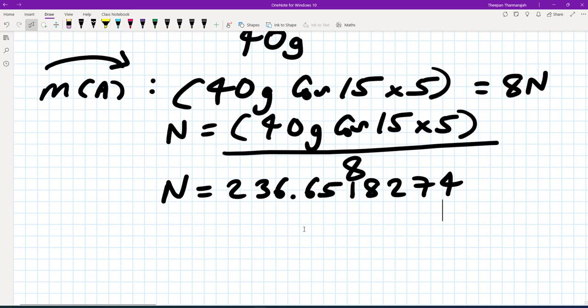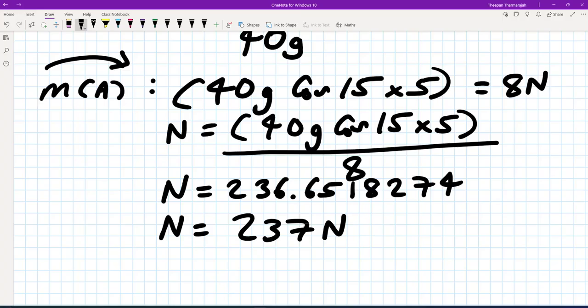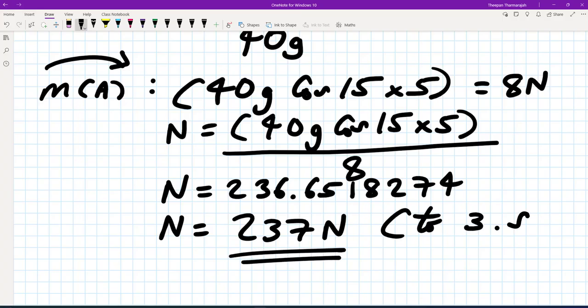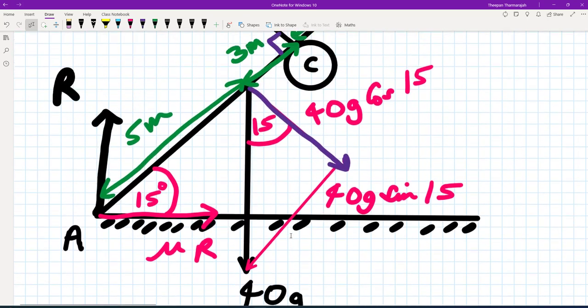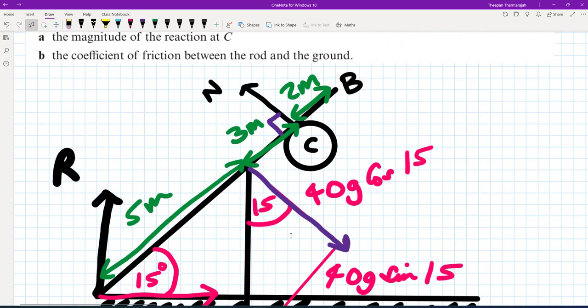So A level, like GCSE, we round all answers to 3SF. So that's 237 newtons rounded to 3SF. But we got the true value for later calculations. So we can go back to our diagram and say, right, what we need to do now is to resolve the normal reaction, because we need to now resolve horizontally and vertically.